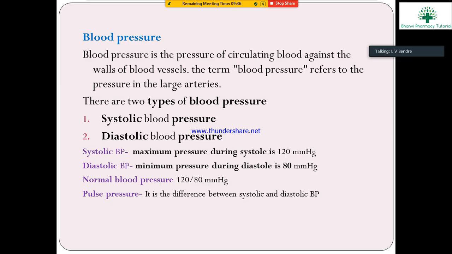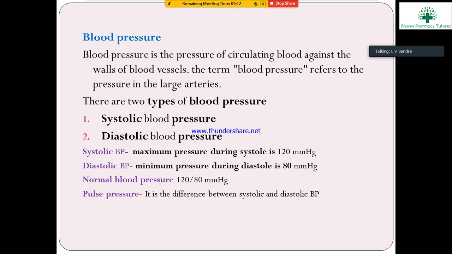Blood pressure is the pressure of circulating blood against the walls of the blood vessels. The term blood pressure refers to the pressure in the large arteries. There are two types of blood pressure. The first one is systolic blood pressure, and the second one is diastolic blood pressure.